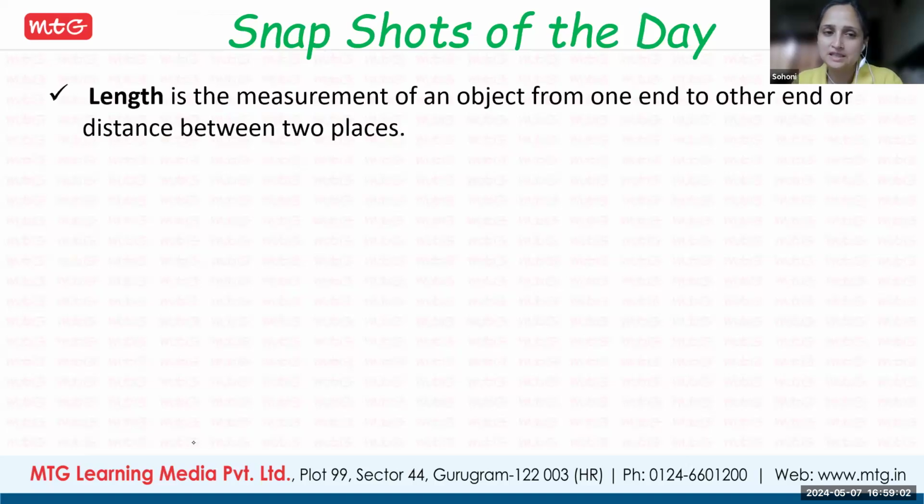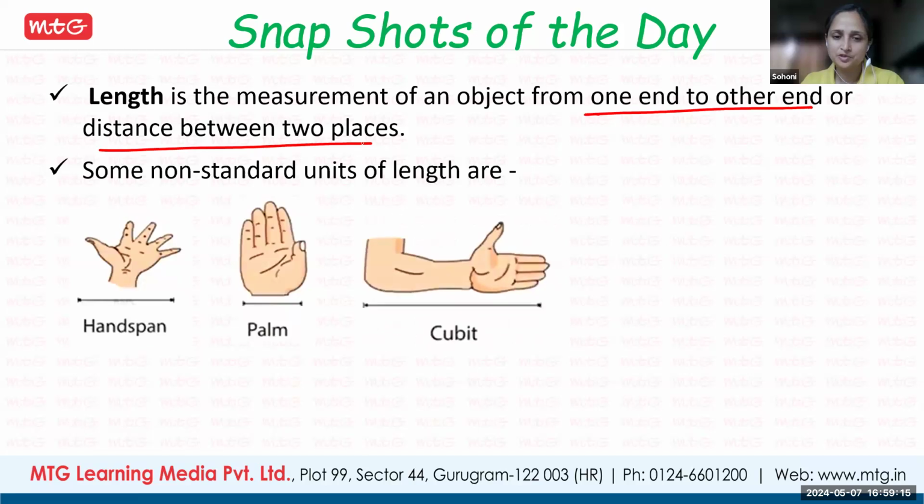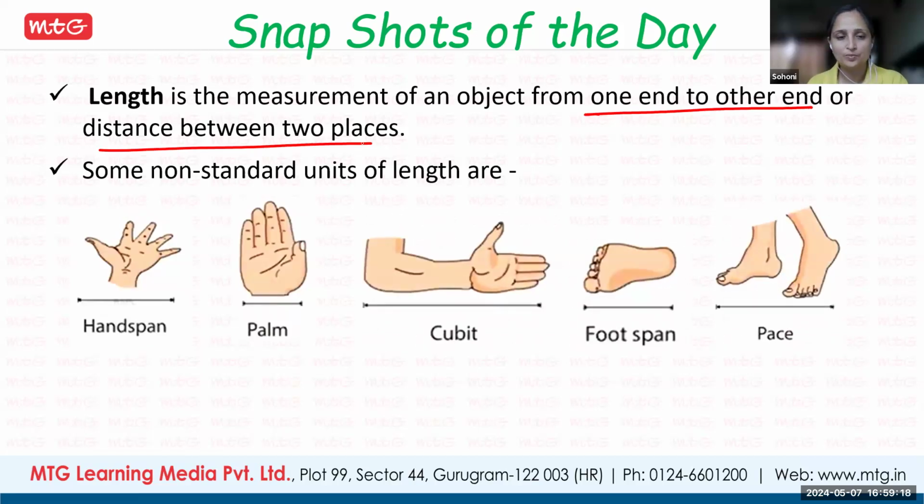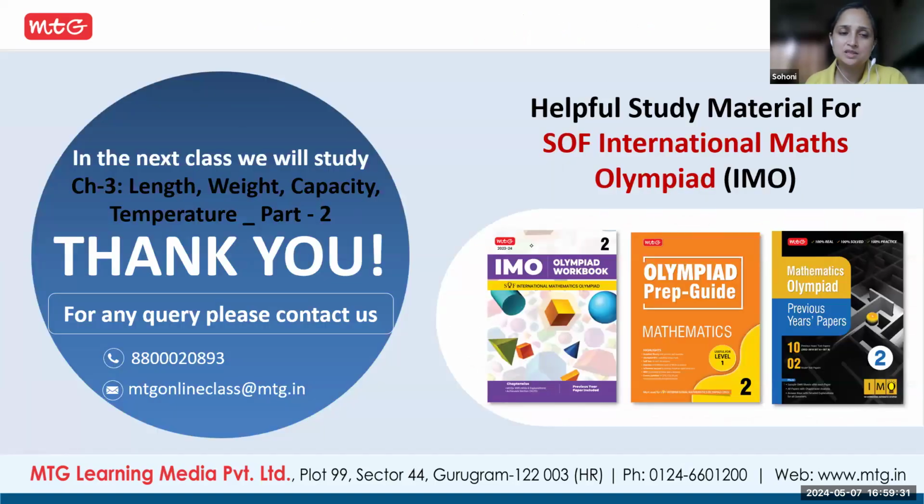So let's see the snapshots of the day. Length is the measurement of an object from one end to other end or distance between two places. Non-standard units are handspan, palm, cubit, footspan, or pace. And standard units are meter and centimeter. So these are the summary points for today. Next class also we'll continue with this chapter only: length, weight, capacity and temperature.